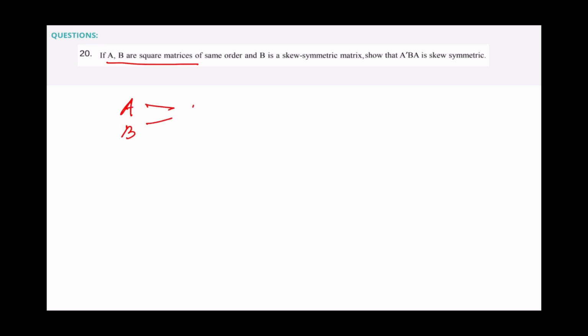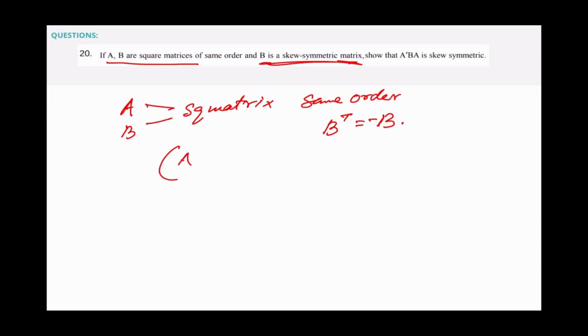So A and B both are square matrices of the same order. Now it is given that B is skew symmetric. What is given? B is skew symmetric. So B transpose is equal to what? Minus B, correct. Now what do you have to show?